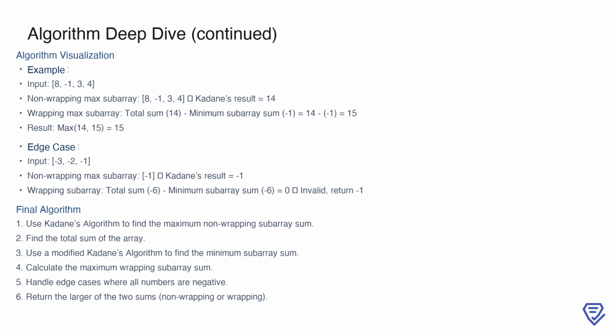Now, take an edge case like -3, -2, -1. The maximum non-wrapping subarray is -1 with a sum of -1. The wrapping subarray sum is calculated as the total sum, -6, minus the minimum subarray sum, -6, resulting in 0. However, since all numbers are negative, the correct result is simply the non-wrapping sum of -1. The algorithm, therefore, proceeds step by step, ensuring the correct result is returned no matter the input configuration.